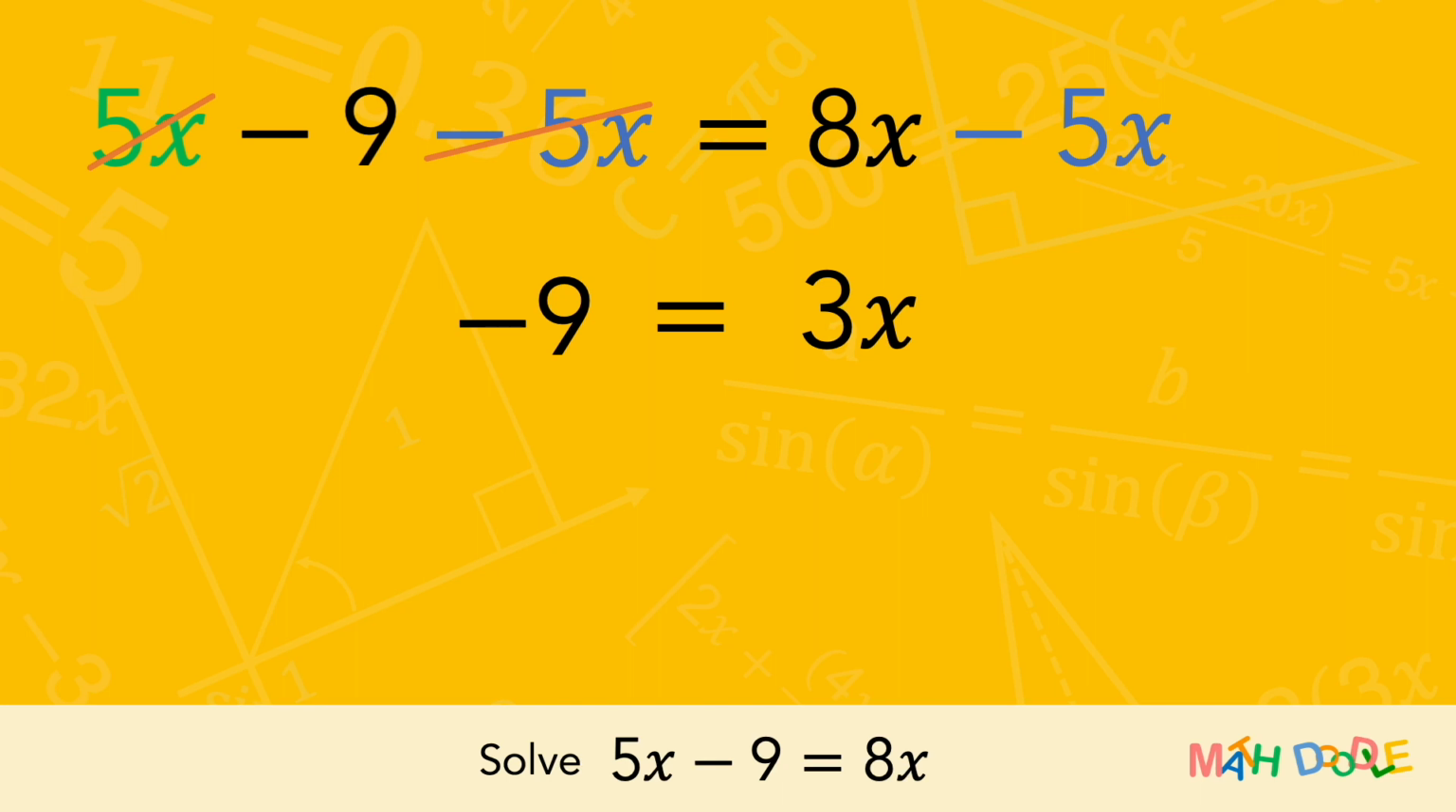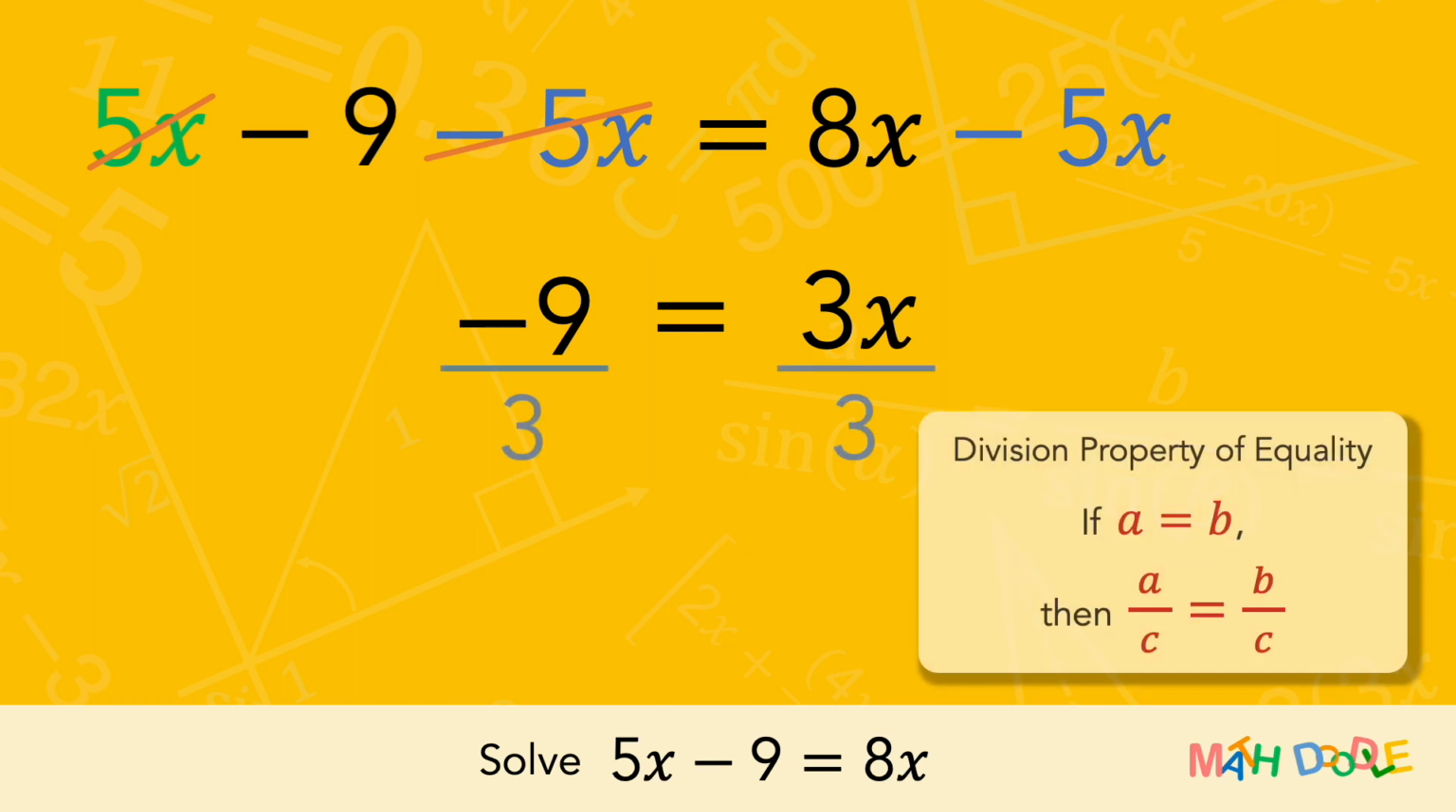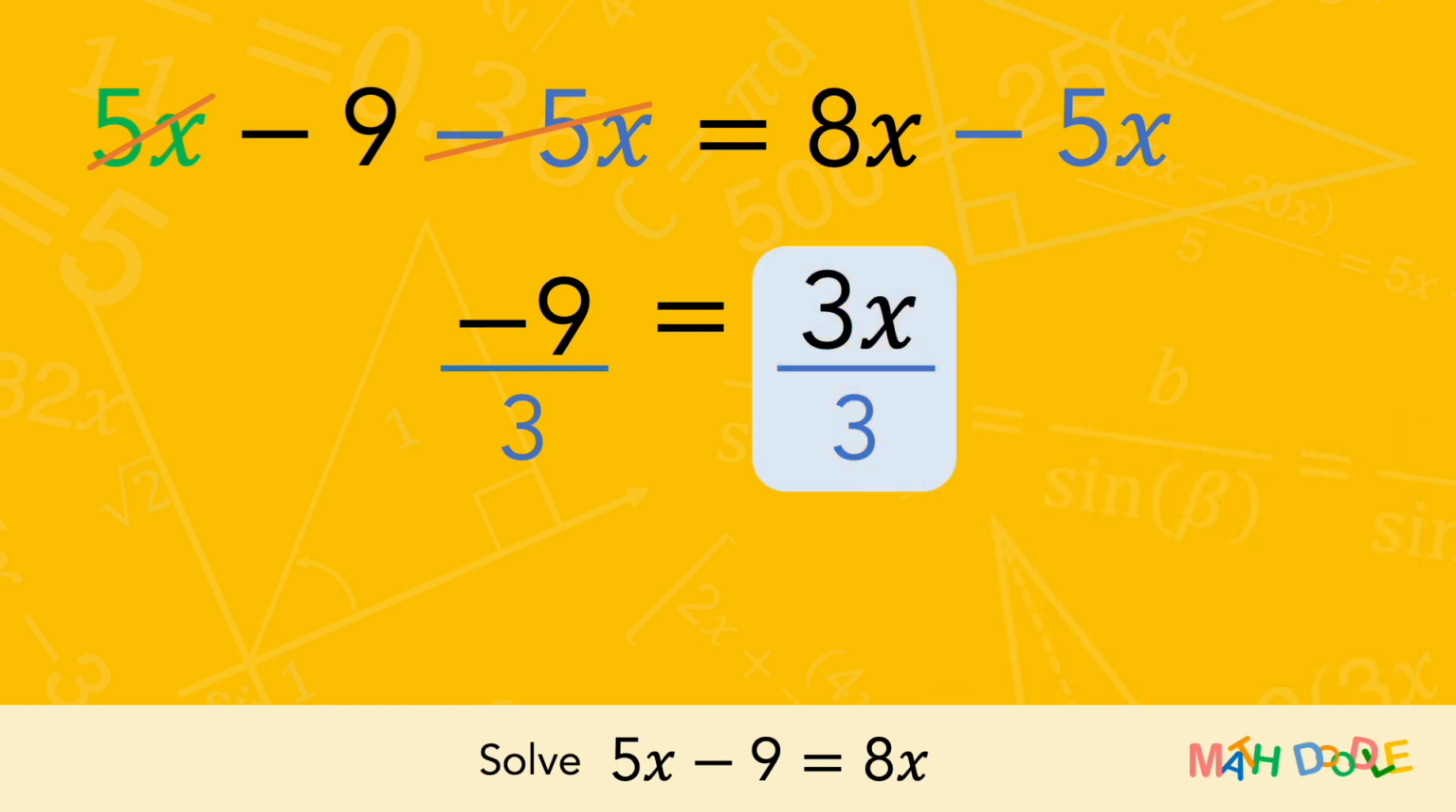Now, to solve the equation, we are going to eliminate 3 in front of x. To do this, let's divide both sides of the equation by 3. After dividing them by 3, the right side of the equation is simplified to x.